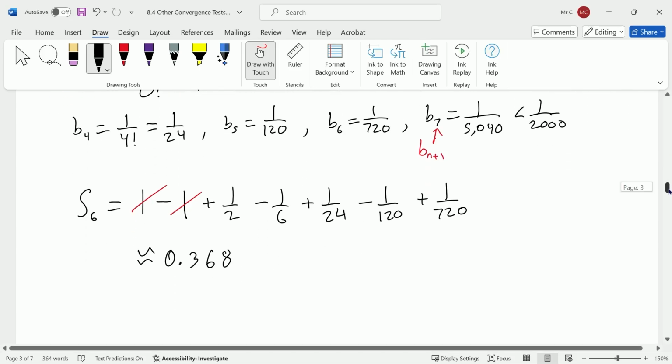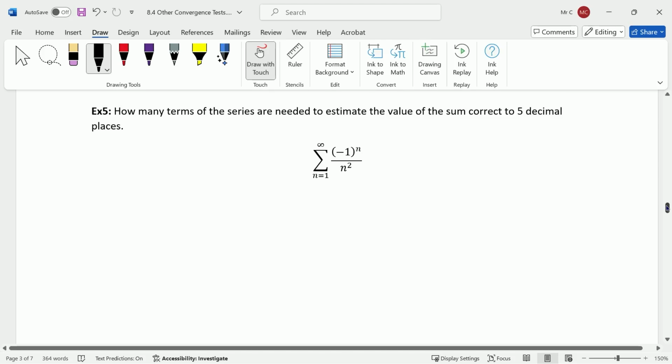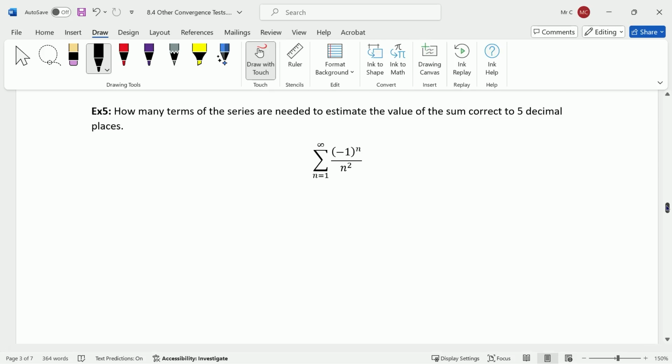Okay, so let's take a look at another example. This one is going to be slightly different. We're just asking how many terms are needed to estimate the value of the sum correct to 5 decimal places. So I'm not going to actually compute the sum correct to 5 decimal places, and you'll see why when we get there. We're just going to take a look at how many terms would be needed to get this series accurate to 5 decimal places.